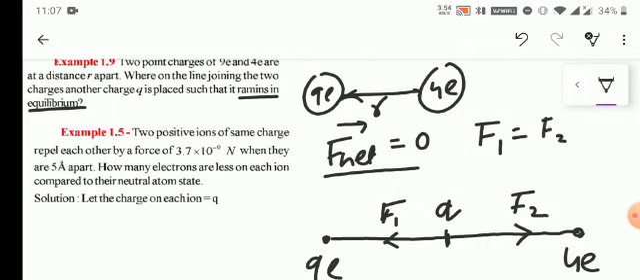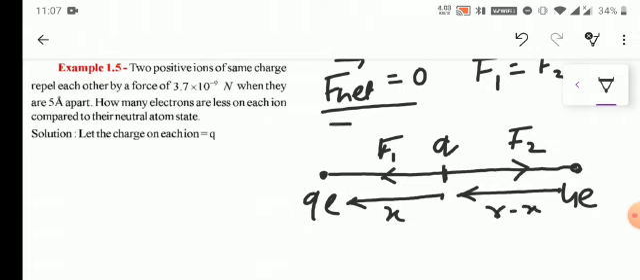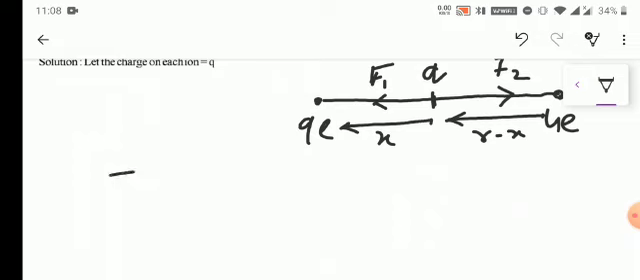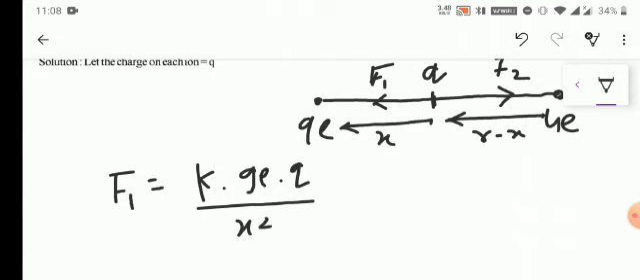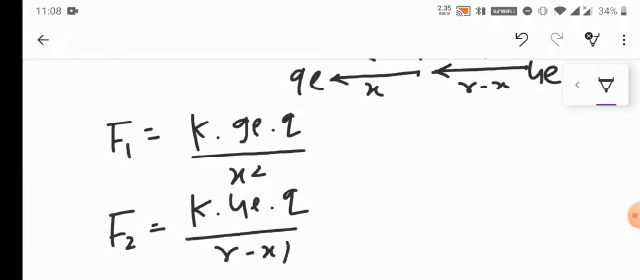If f1 and f2 are both equal, then in this case you can say it must be in equilibrium. So let's derive some terms here. This distance is x and this distance is r minus x, because the total distance between the two charges is r. The force f1 is equal to k into 9 electron into q upon x square, and the force f2 is equal to k into 4 electron into q upon r minus x square.